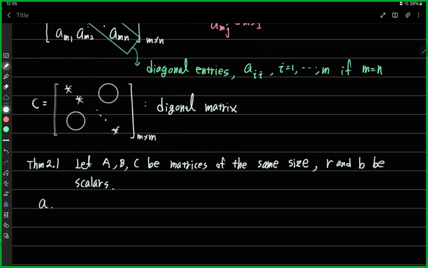Just easy stuff. The sum of two matrices: here we assume that A and B are the same size. Then A plus B is equal to B plus A. How can I add two matrices? We just do the addition for each entry. When you perform the addition operation between two matrices, you can switch the two matrices. This is called the commutative property.